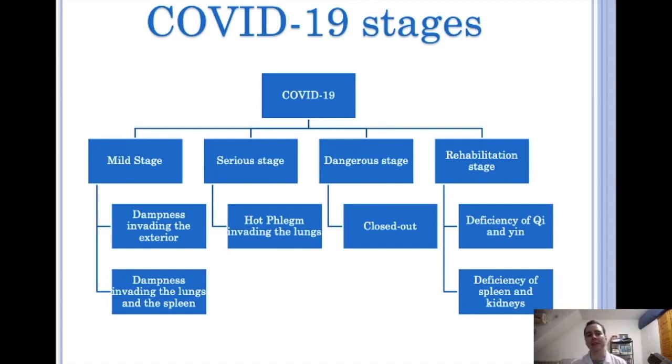Okay, so the first thing, in the mild stage, we're going to have two differentiations of symptoms and syndromes. The first one is dampness invading the exterior. And then the second one is going to be dampness invading the lungs and the spleen. So it means that actually the virus in this case, or the pathogen in this case, is kind of superficial. Okay, it's not an internal pathogen; it's in the exterior. The second stage that is a little bit more serious, the serious stage, we are going to have hot plague invading the lungs.